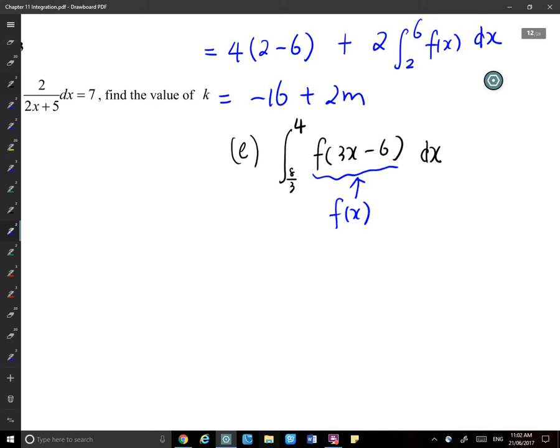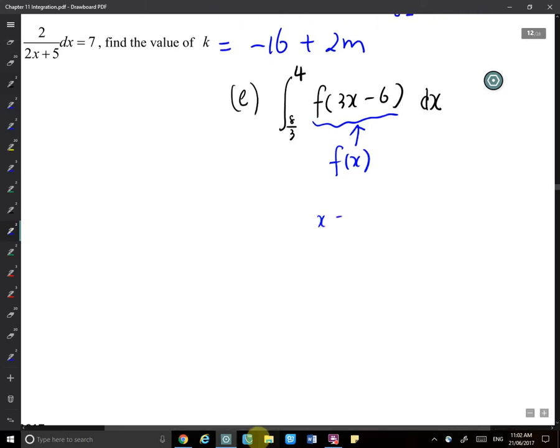Well, if you say translation first, that might be 6. But if you say dilation first, then the translation can't be 6. Okay, so what we need to do is x equals 3x' minus 6. Then (x plus 6) over 3 equals x'. x' equals a third x plus 2.